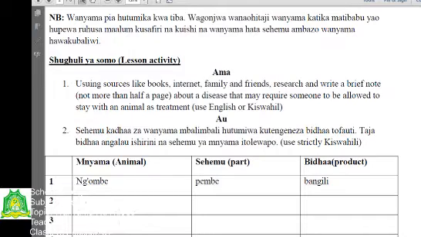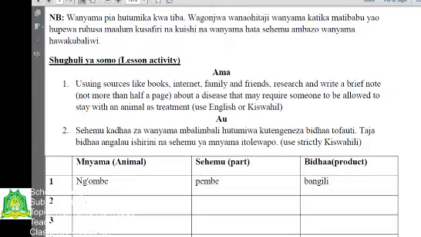Yes, you can research. That information is there on the internet. You can look for books about diseases and so on. You are free to use English or Kiswahili. Now you can choose one of these two questions.